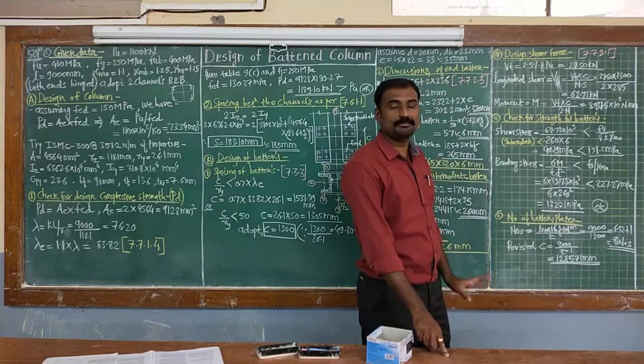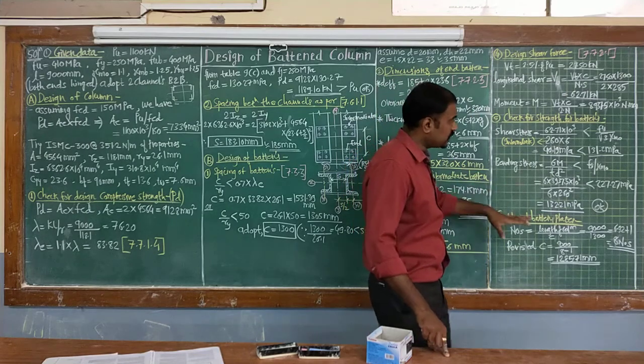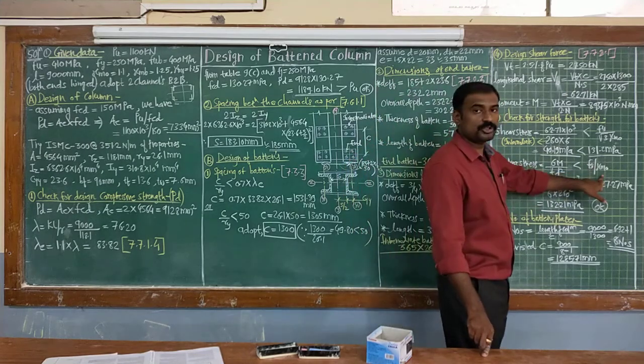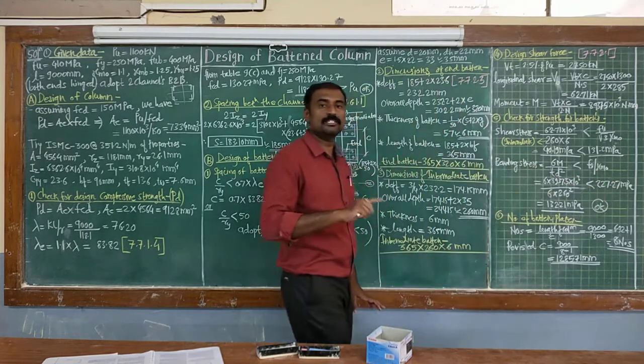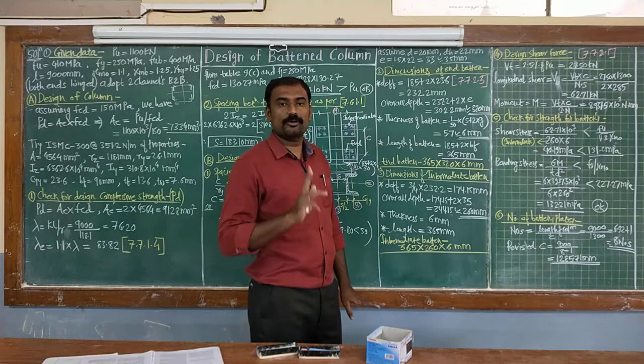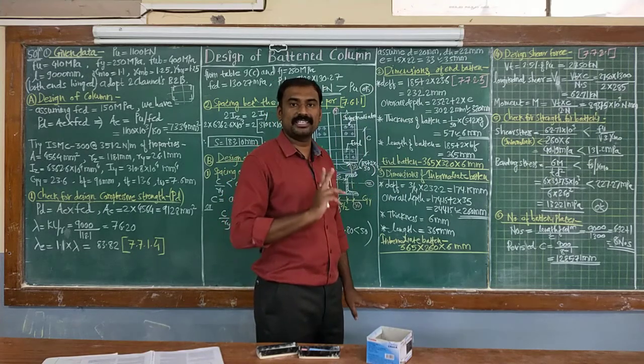I am getting that value as 132.21 MPa, that is the bending stress value, and that should be less than Fy divided by gamma m0, the maximum bending stress allowed in the member. That is equal to 227. So it is safe for your end as well as intermediate batten. Likewise, both the checks are to be given for your examination also.